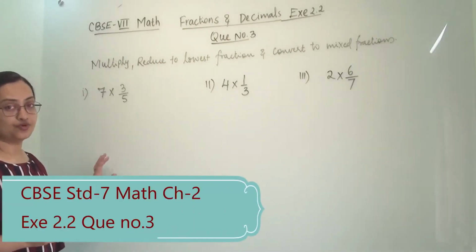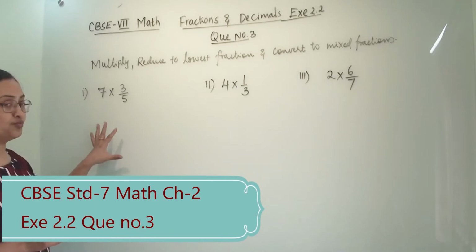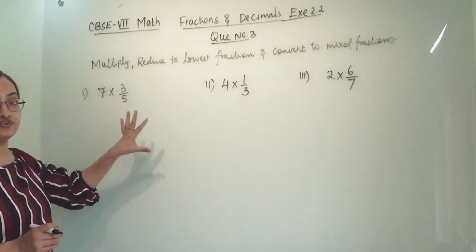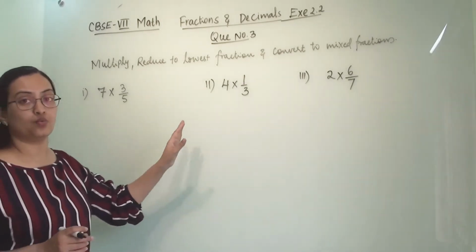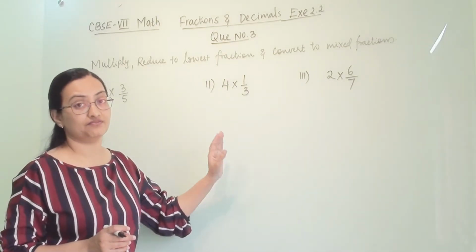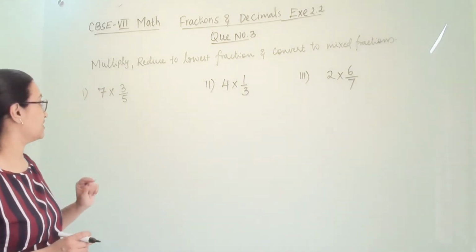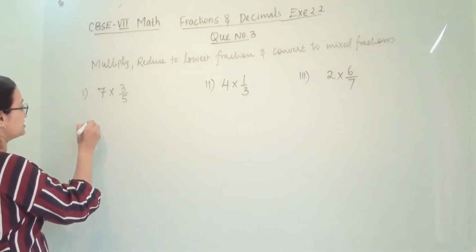Exercise 2.2, question number 3. In this question, we have to multiply and reduce to the lowest form, and whatever improper fraction we get, we have to convert into a mixed fraction. So let us start with the first.